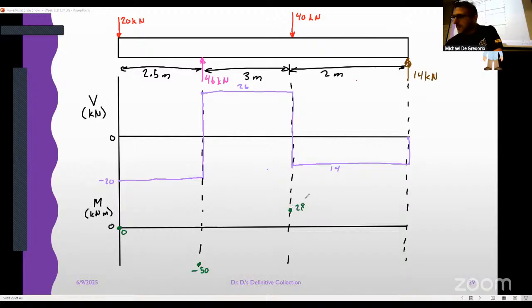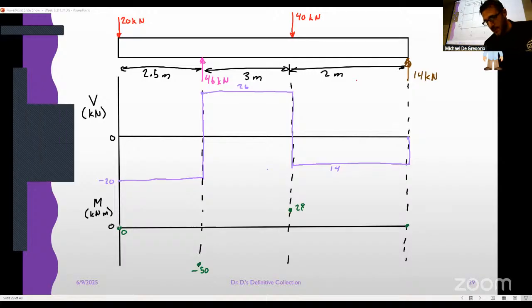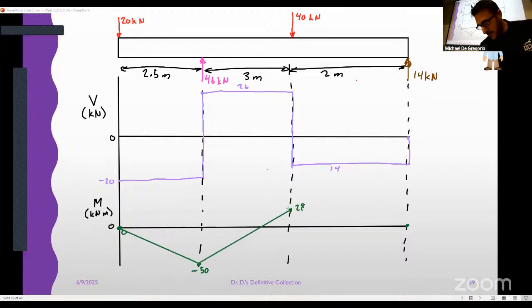And finally, well, we didn't figure it out at the very end, right? But I think that we could all agree that at the very end of the beam, if you were to cut it right before that 14 kilonewtons, infinitesimally close to that 14, it goes back to 0. And because we said that the moment changes linearly, we just connect straight line points to all of these. And there we have it. Done and done.